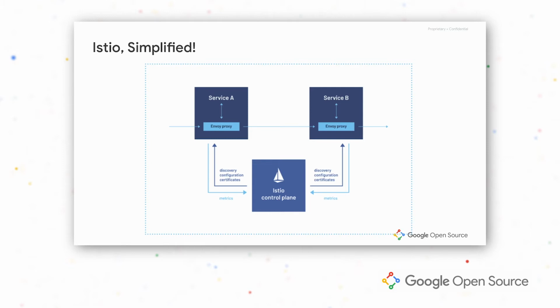So there's just the data plane. The control plane is a single deployment that you install, and it does everything. It manages discovery, it manages webhooks, it manages certificates. It does everything in one place, so you don't have to worry about managing a bunch of different parts. It's just a simple system.